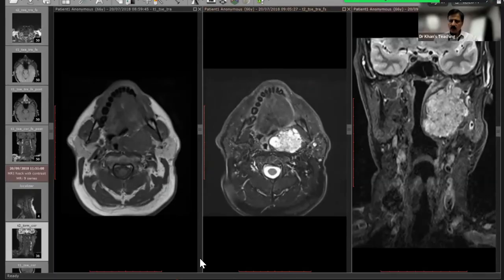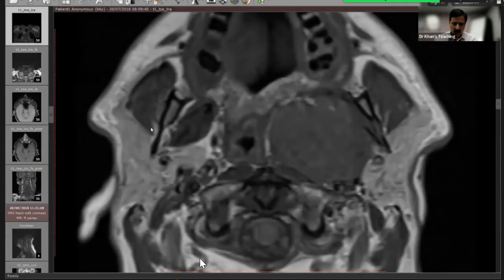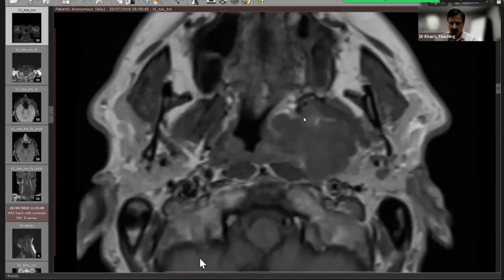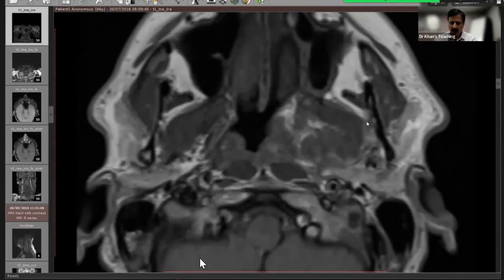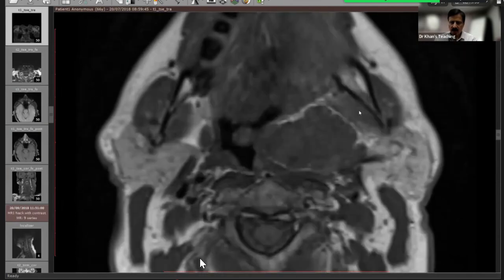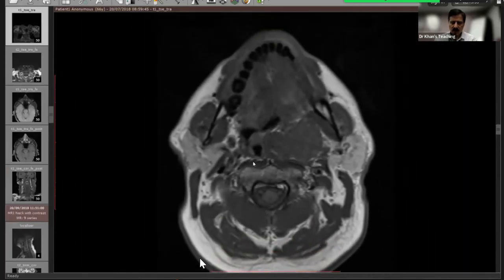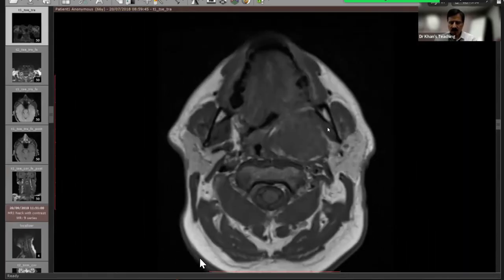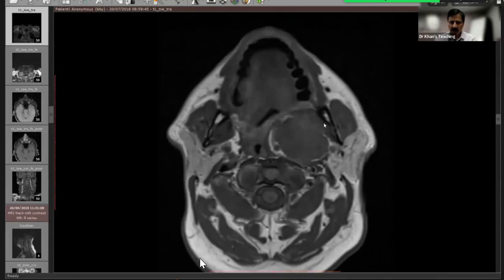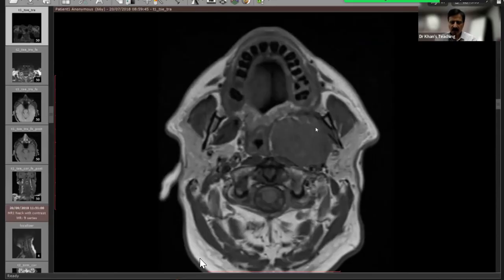Now, if you see here, let's go to T1 first of all. Now, this is the T1, and here one can have a debate about what is happening. As I am going from inferior to superior, let me make it slightly smaller. It is too large. Now it is better. So, this is one of the pterygoids. The second pterygoid, you don't see it. Compare it here, and this pterygoid is completely replaced by this mass. Now the mass is here.